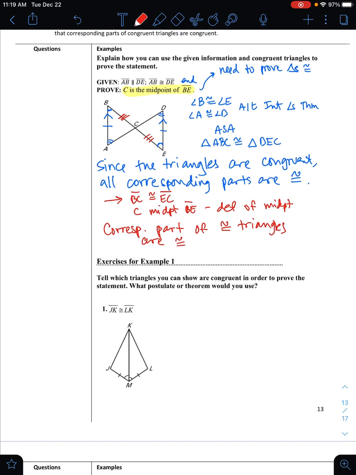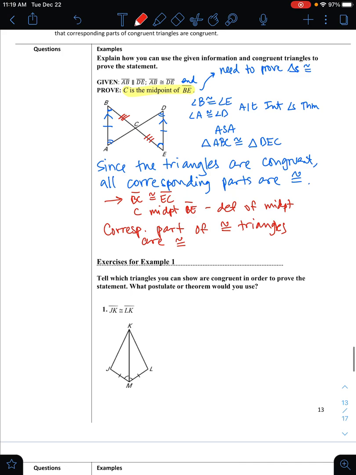Okay, and so we're going to shorten that even further to an acronym. So we're going to call that CPCTC. And acronyms are only as good as they make sense to you, okay? So the first C is the word corresponding.